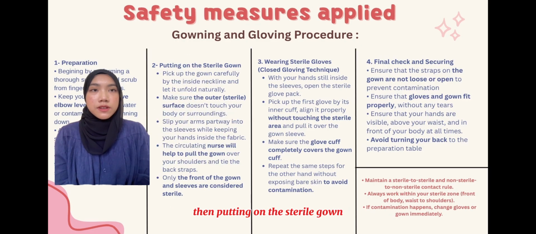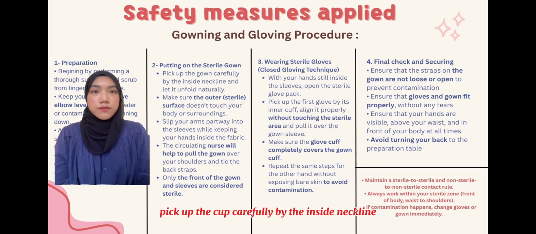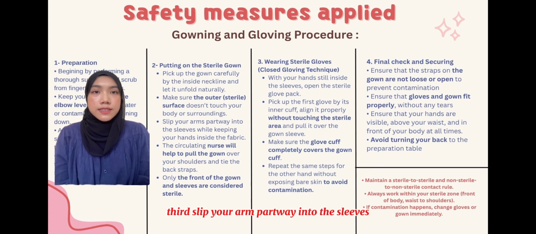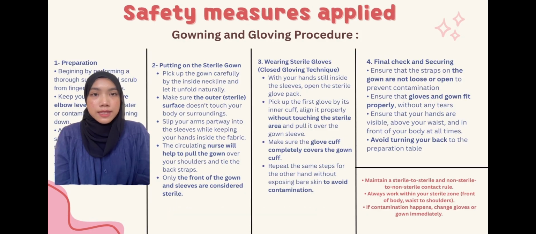Second, putting on the sterilized gown. First, pick up the gown carefully by the inside neckline and let it unfold naturally. Second, make sure the outer sterilized surface doesn't touch your body or surroundings. Third, slip your arms partway into the sleeves while keeping your hands inside the fabric. Next, the circulating nurse will help to pull the gown over your shoulders and tie the back straps. Lastly, only the front of the gown and sleeves are considered sterilized.